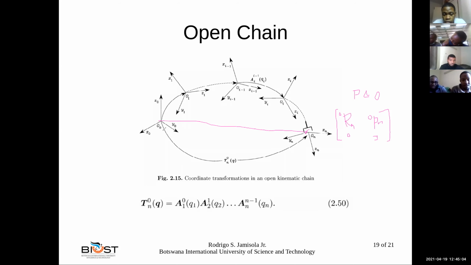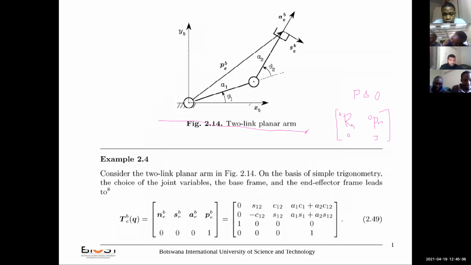So for example, in this case, this is a planar robot. We discussed mostly planar, because we don't want to discuss the Denavit-Hartenberg convention for now. We say that the position vector, for now, will be defined by this.